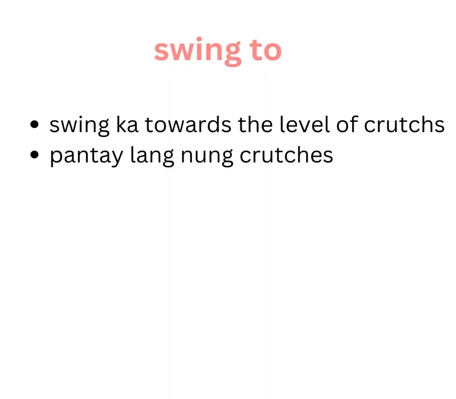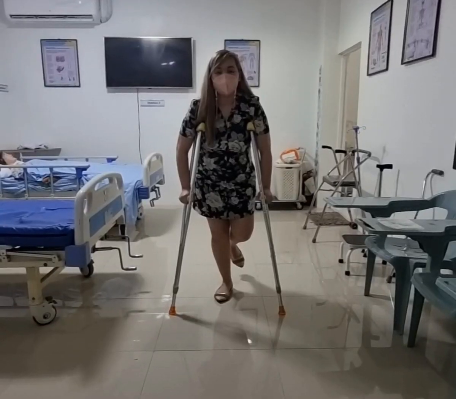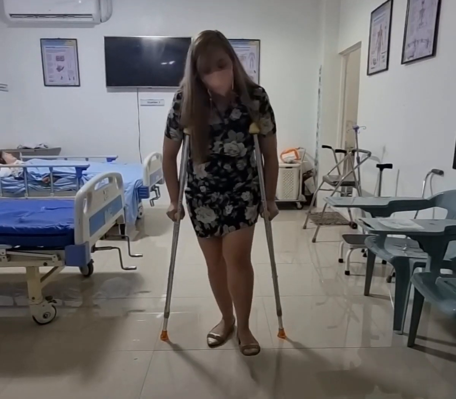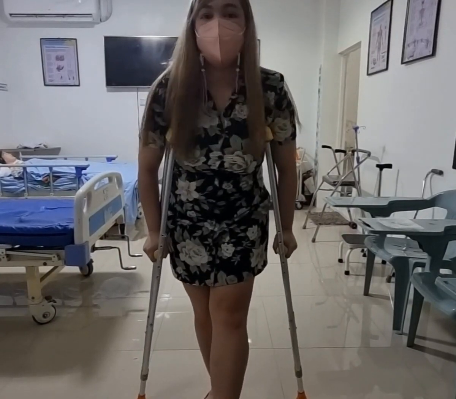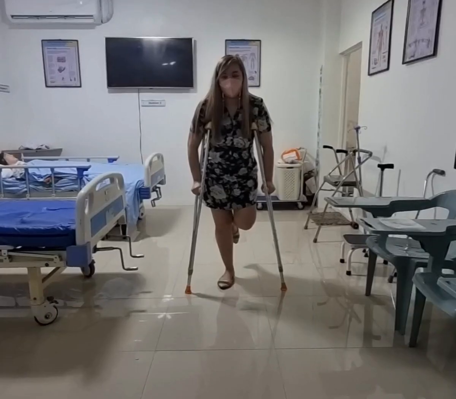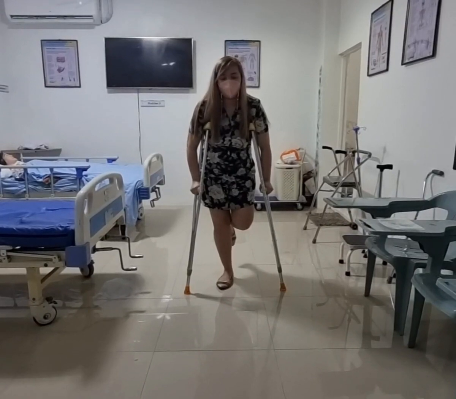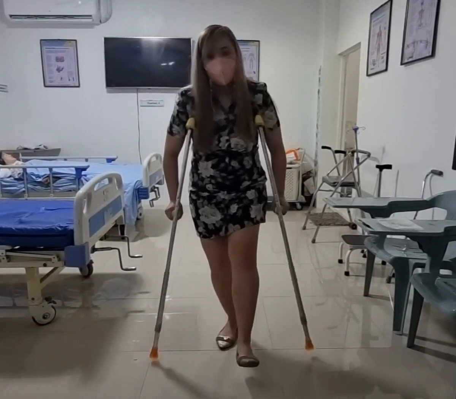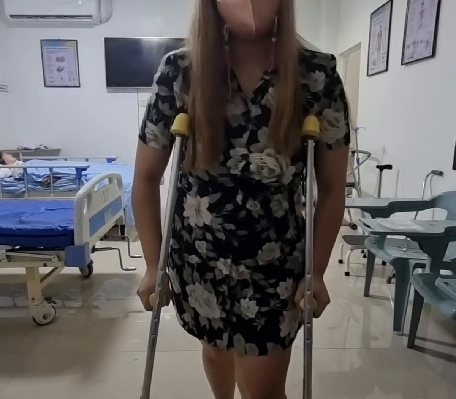Next is swing to. So, magsiswing ka towards the level of the crutches. Pantay lang dun sa crutches. So, ito po yun. Ayan. So, pantay lang po. While yung swing through naman po is lalagpas ka dun sa level ng crutches. So, ayan. Yan po yung nasa video. Swing, lagpas. Swing, lagpas. Ayan.